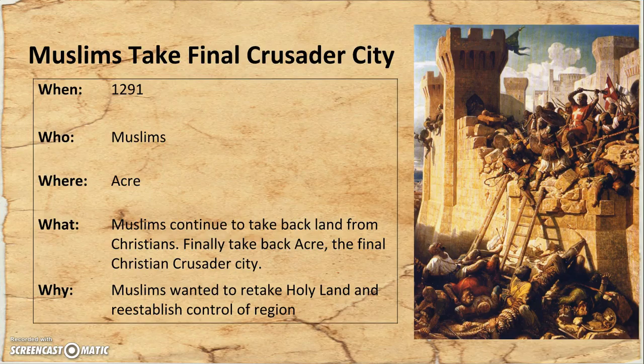Now, in 1291, we do have another step in the Crusades, or the fight over control of the Holy Land and the city of Acre. What ends up happening is Muslims decide to take the city back, which had been the first Christian Crusader city and had been controlled by Christians for several hundred years, and they do. So they successfully defeat the Christians there, and they reestablish control in the region.